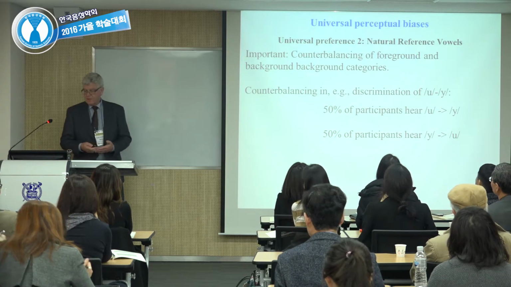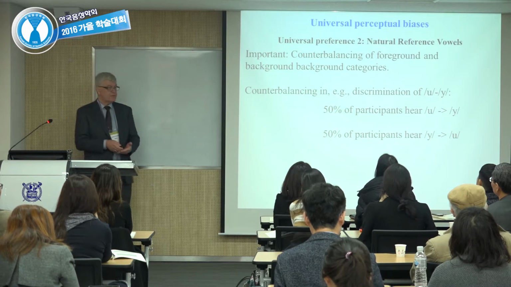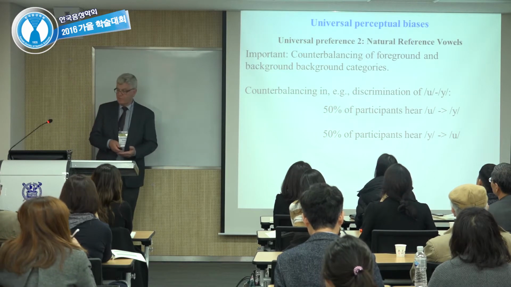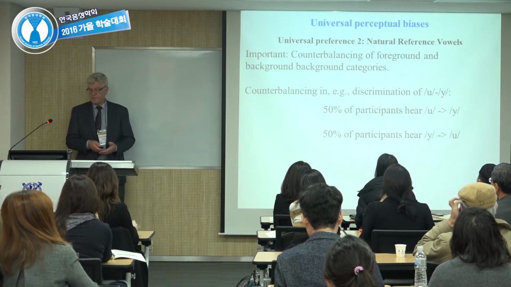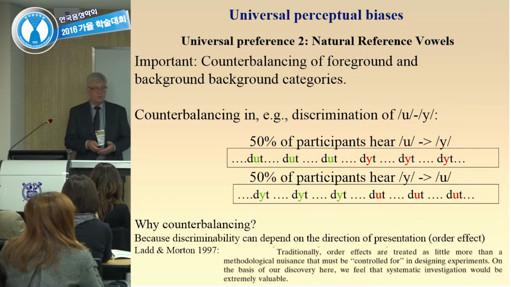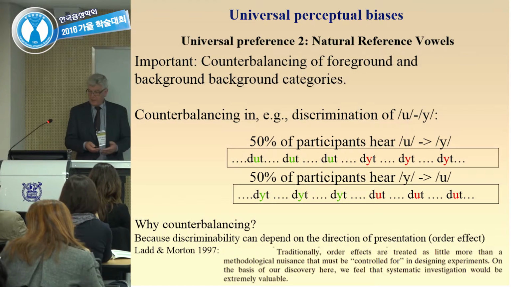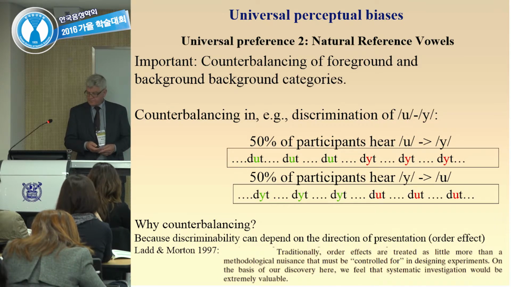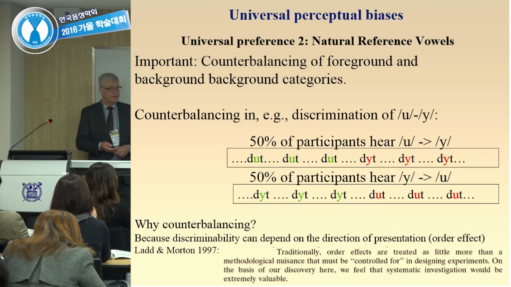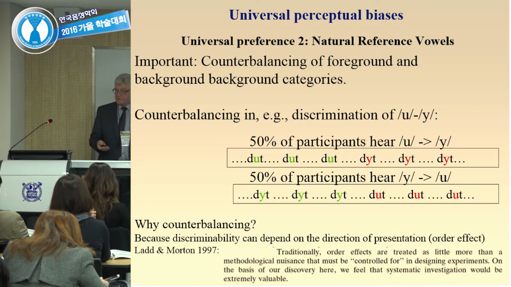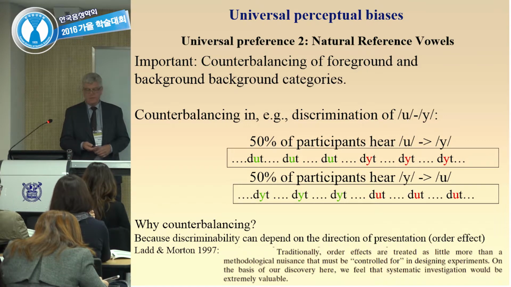So in the discrimination of U and Ü, 50% of the infants hear a change from U to Ü, and 50% of the participants hear a change from Ü to U. Okay, has to be done. And this is how it looks. Why do we do counterbalancing? It's typically done in experiments like these because discriminability can depend on the direction of presentation.